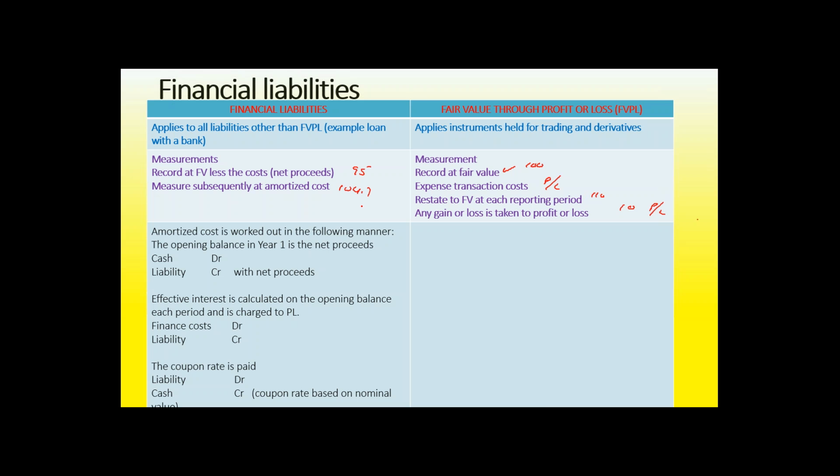So amortized cost is worked out in the following manner. Opening balance for the year: debit cash, credit liability with net proceeds. Then effective interest is calculated: debit finance cost, credit liability. Coupon rate paid: credit cash, debit liability. And the final balance is what we will show as the amortized cost. So that is what we learned last time. Now let's proceed from there. Already I've explained a little bit.